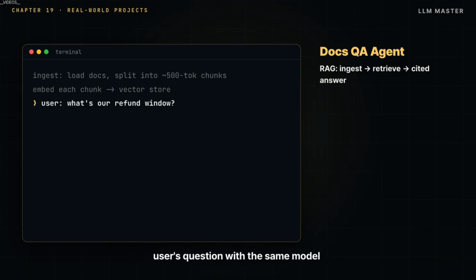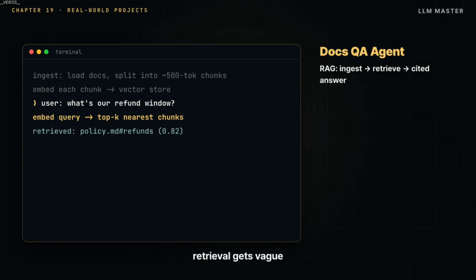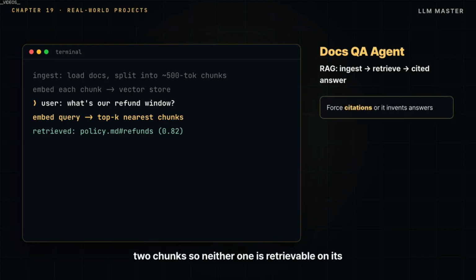Embed the user's question with the same model, pull the top few nearest chunks, and hand them to the model with a hard instruction to answer only from that context and cite which chunk each claim came from. The key decision is chunking. Too big and retrieval gets vague. Too small and you slice a single fact across 2 chunks, so neither one is retrievable on its own.